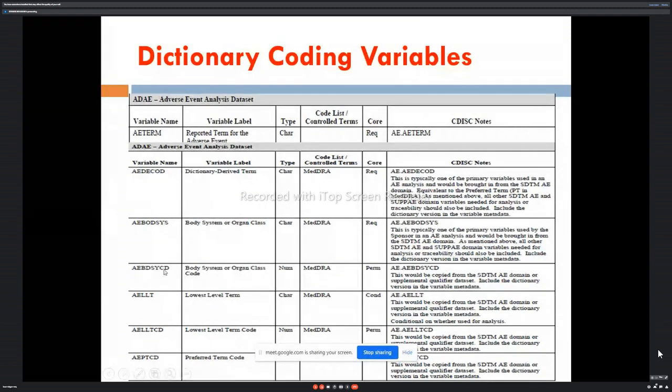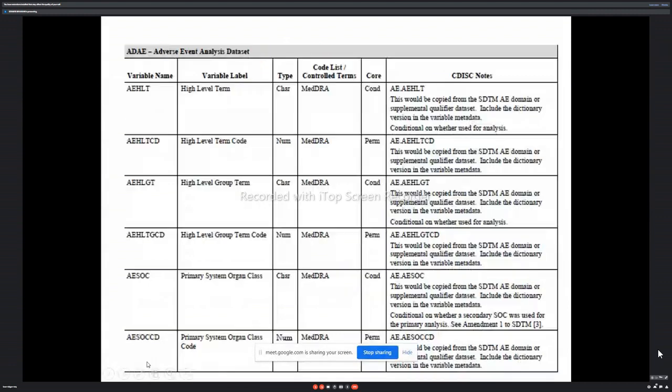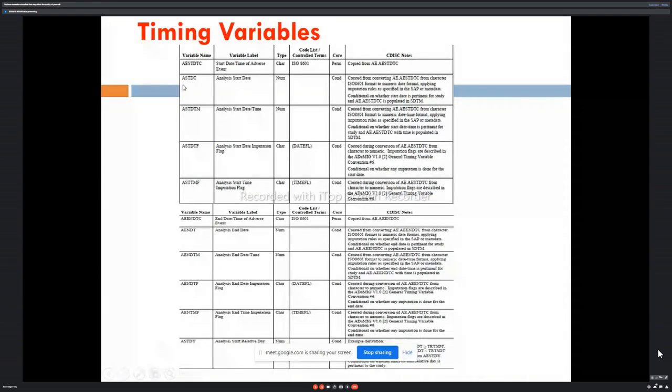AE body system organ class code, low level term code, preferred term code. Already we have preferred term as a decode, so we are going to get the preferred term code now. And next we are going to have high level term code, high level group term code, system organ class code, body system and body system organ class code. Then we are going to have timing variables.